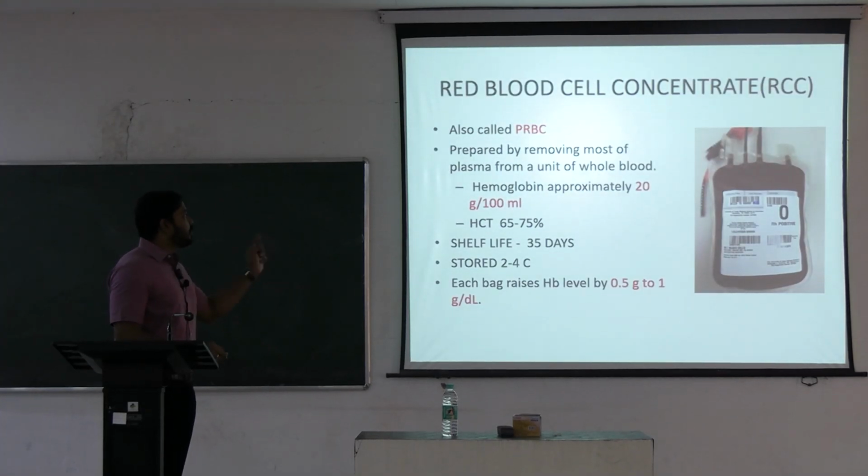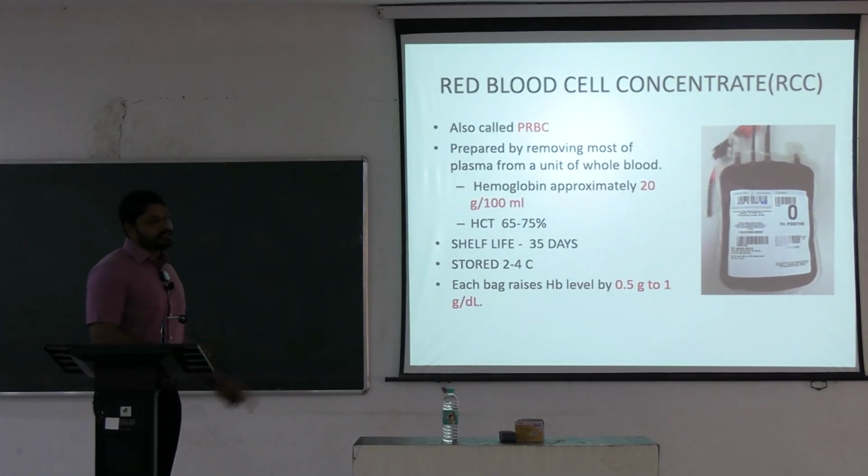This is how a red blood cell concentrate is. This is how it looks. We commonly call it PRBC, packed red blood cells. So normal hemoglobin is 12 to 14 gram, but this packet has 20 gram per 100 ml. Per 100 ml it has 20 grams.